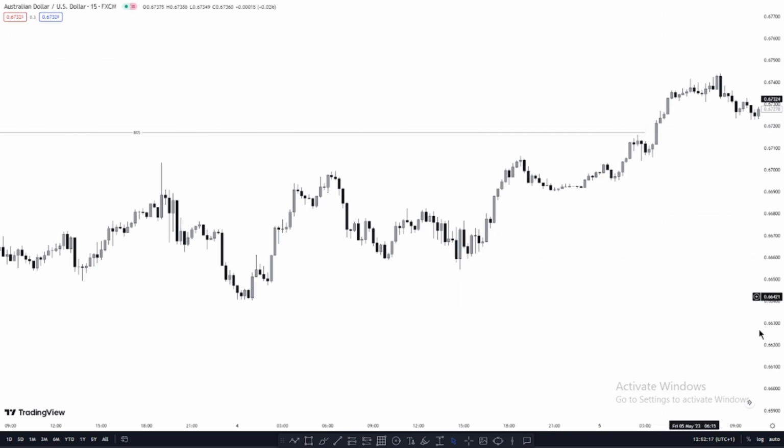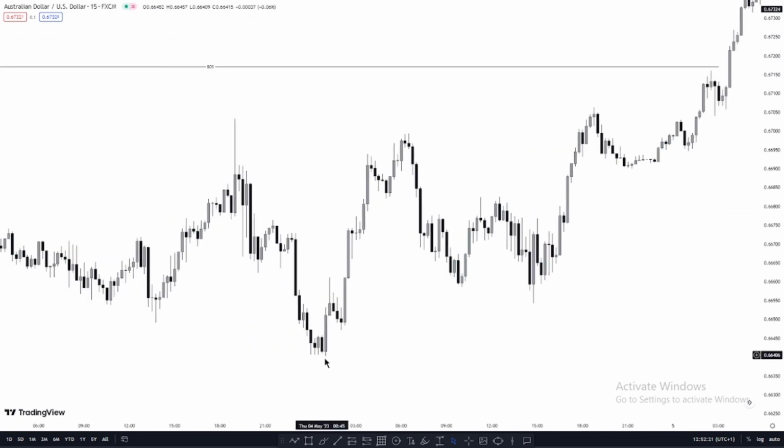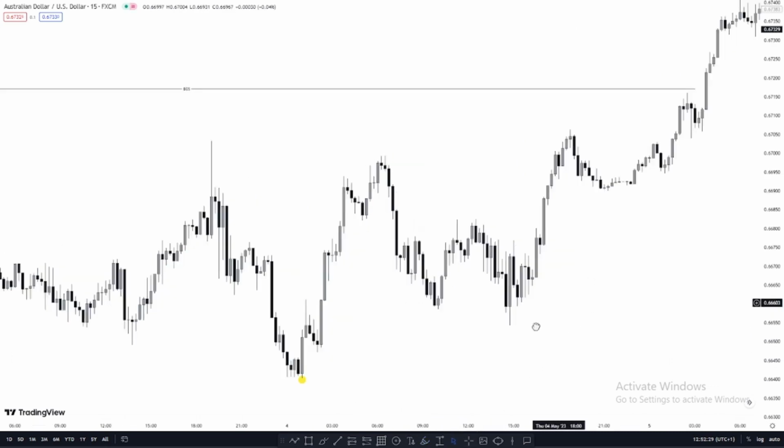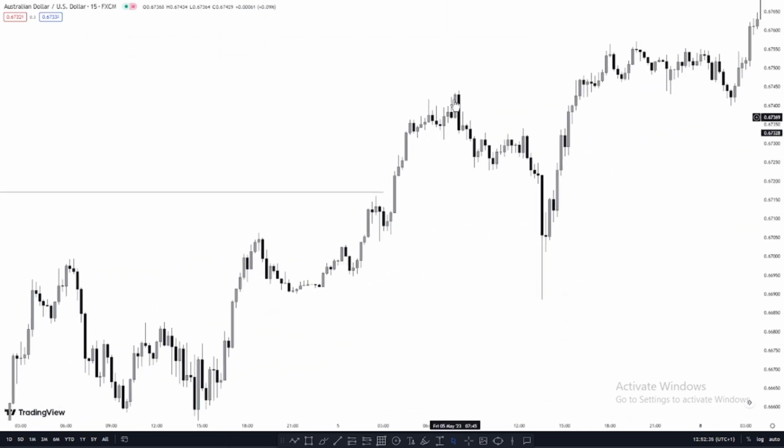All right? So this now will become a valid low. This will become a valid low. Okay? So this is your valid low in the market. All right? So after that low, what happens again? After that low, price came up, took out that structure high, and then formed a new high.